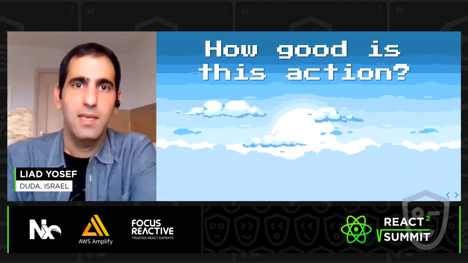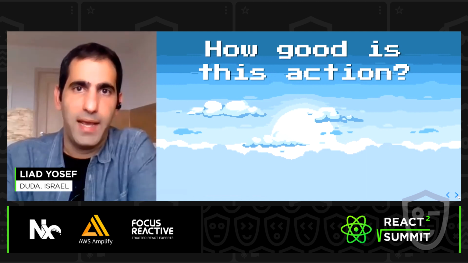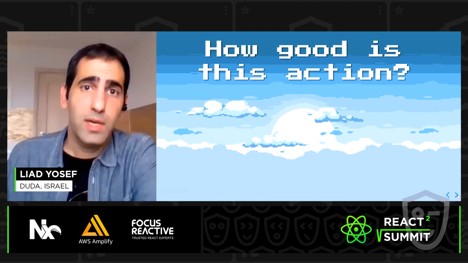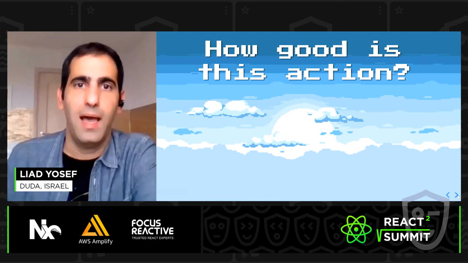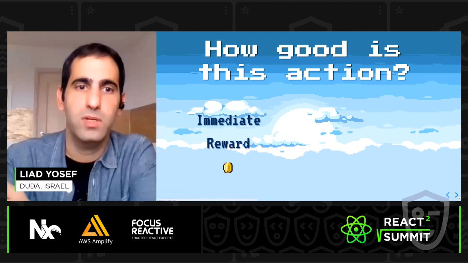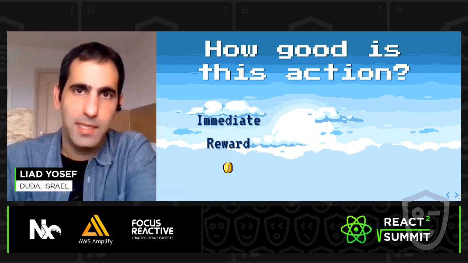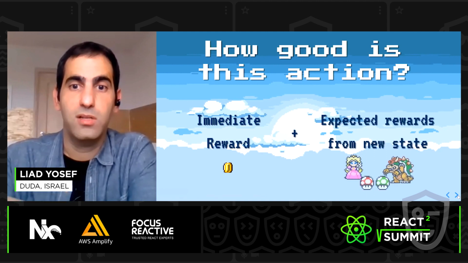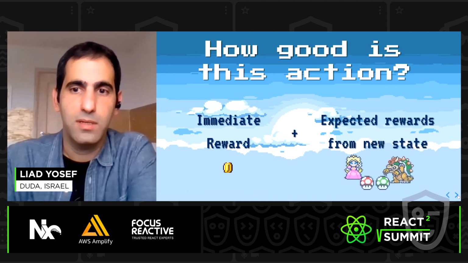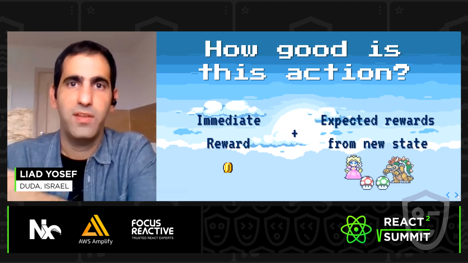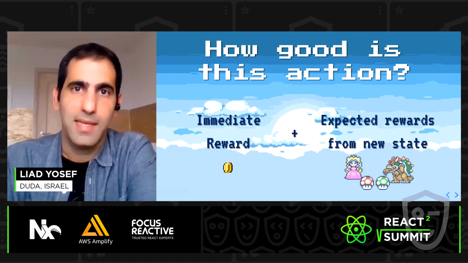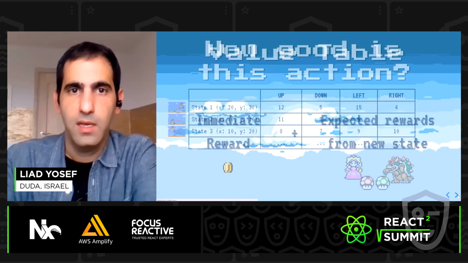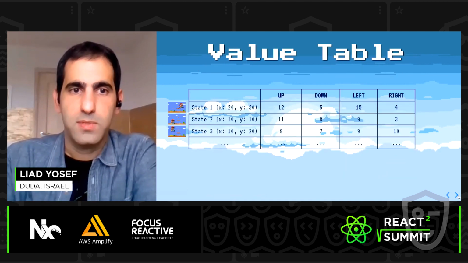So now the question is, how good is every action? When an agent sees a state, it needs to look at all the actions and select the best one. So how do you measure the best one? How good is the action? Well, you calculate the immediate reward that you get from the action. And since it brings you to a new state, you also calculate the expected reward from this new state. So if it brings me to a better state, this action is better than some action that brings me to a worse state. So basically, we just hold some sort of a table.